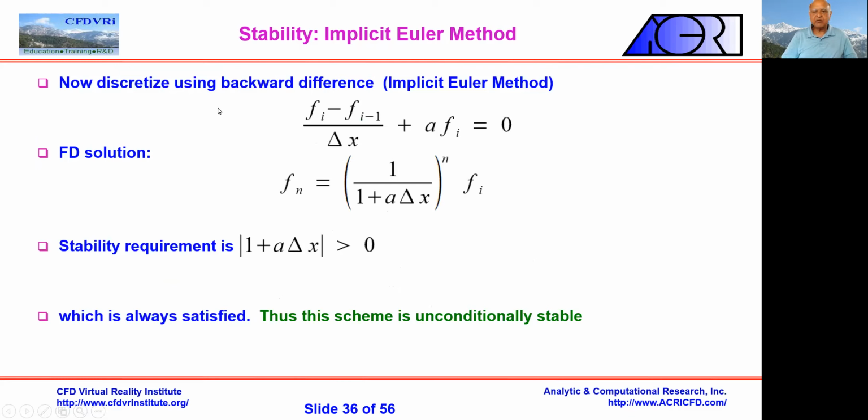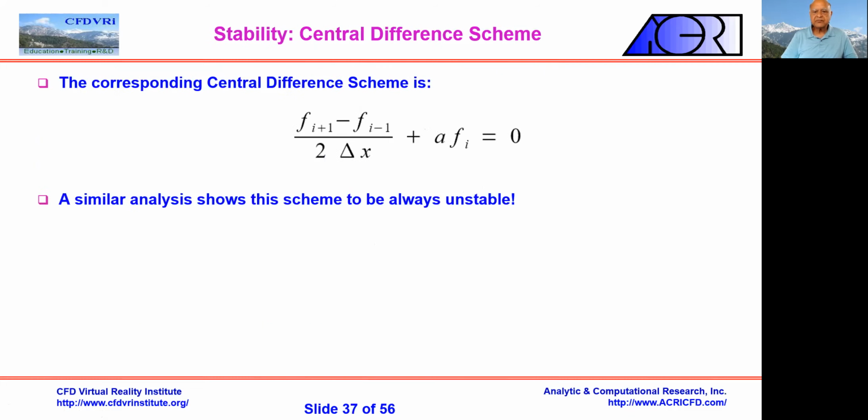Now let's use the backward differences. If we use backward differences, we find that the solution is in this form: Fn is 1 over 1 plus a delta x, not 1 minus a delta x, to the power xn by delta x. This is always positive since a is positive. So the backward difference scheme, the implicit Euler scheme, is always stable.